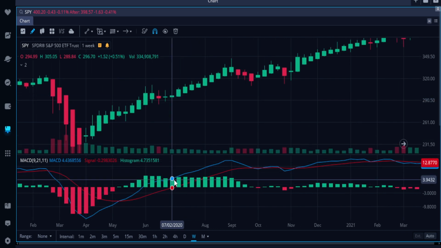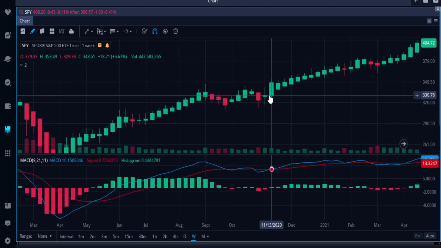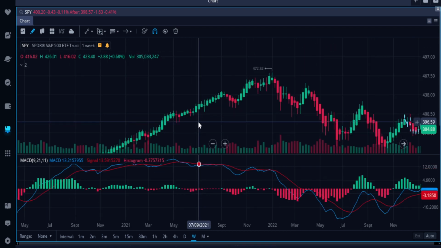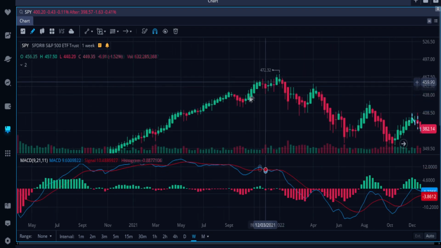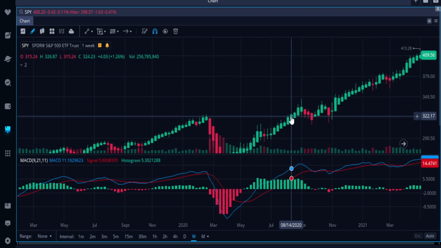2020, which brings the SPY to 304.98. And as you see, after those two lines crossed above the 0 point histogram, you can see that we made a big push to the upside all the way up to 472.32, which is the all-time high. Okay, now let's look at more examples.